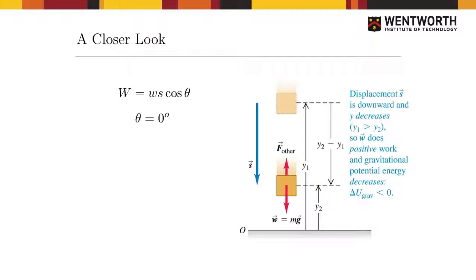But the angle between S and W is 0. They're pointing in the same direction, downward. Since the cosine of 0 is equal to 1, we can get rid of the cosine term. Plugging in mg for the weight and y2 minus y1 for the magnitude of the displacement vector, we get the following for our equation for the work done by gravity: mg times (y2 minus y1). Now, in this situation, on the way down, our initial position was y2 and our final position was y1. So let's write the positions using initial and final like we usually do.